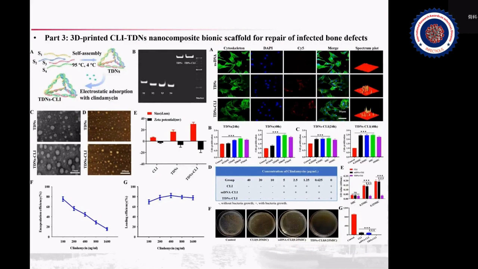Immunofluorescence results showed that TDN could effectively transport antibacterial drugs into cells, and the CCK8 results showed that the TDN-clindamycin composite structure could effectively promote the proliferation of BMSCs. In vitro antibacterial experiments confirmed that the TDN-clindamycin composite structure can significantly reduce the MIC of clindamycin and significantly improve the antibacterial performance.